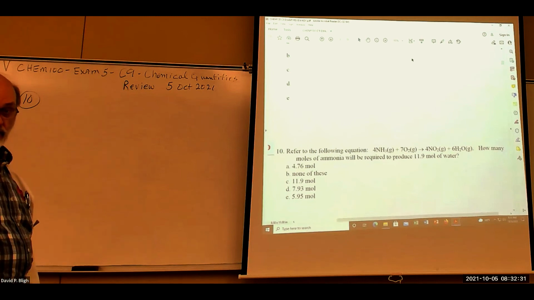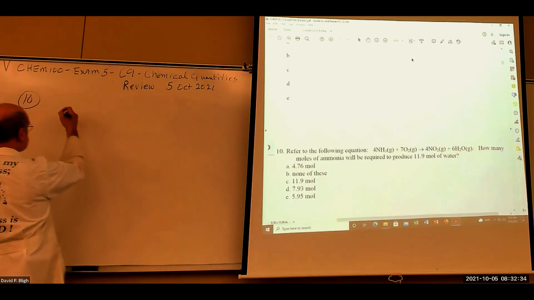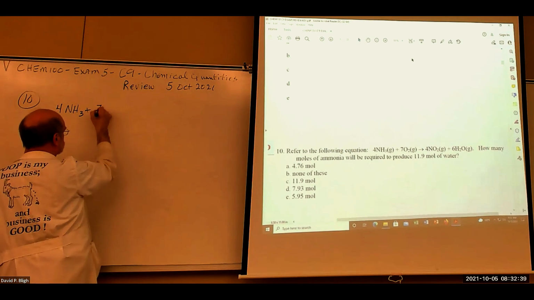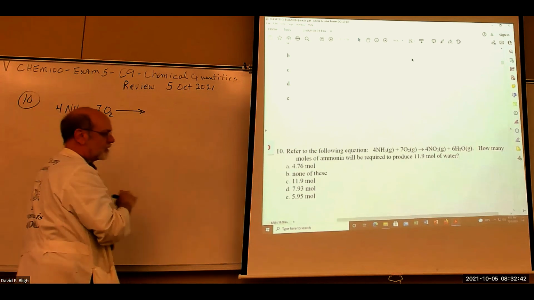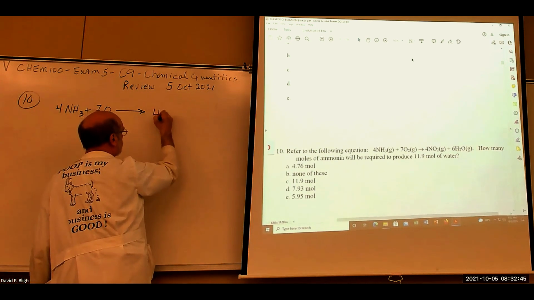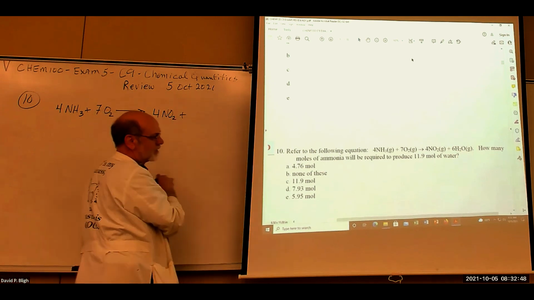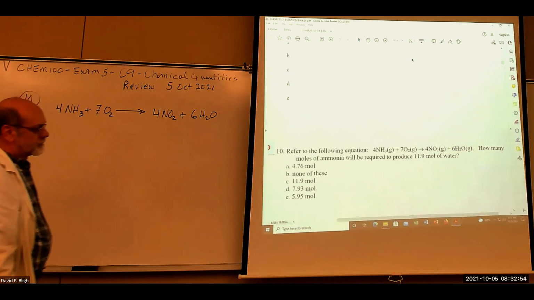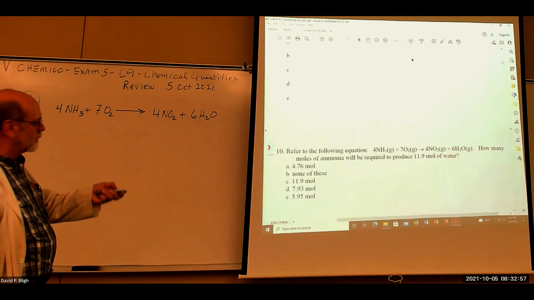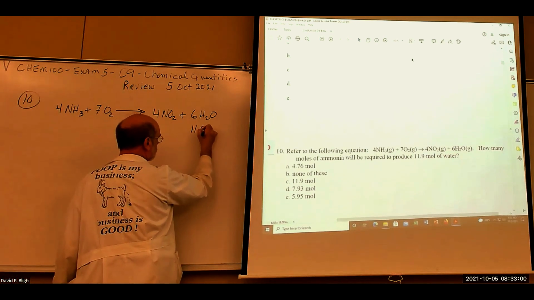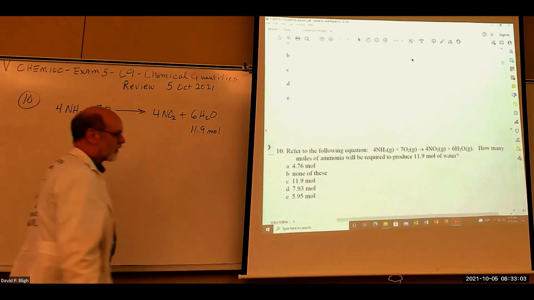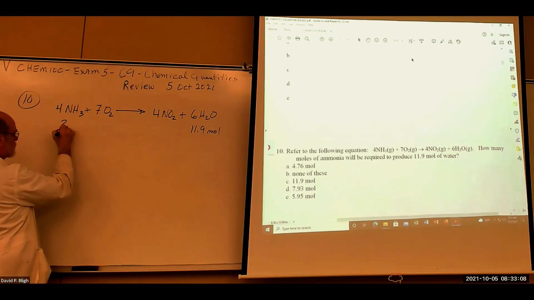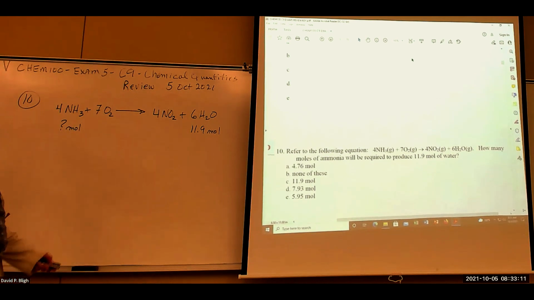Okay, this is actually simpler than the ones we've been doing. So we have 4 ammonias plus 7 oxygens yield 4 nitrogen dioxide and 6 water. And what are we given? 11.9 moles of water are produced. And the question is, how many moles of ammonia are required?